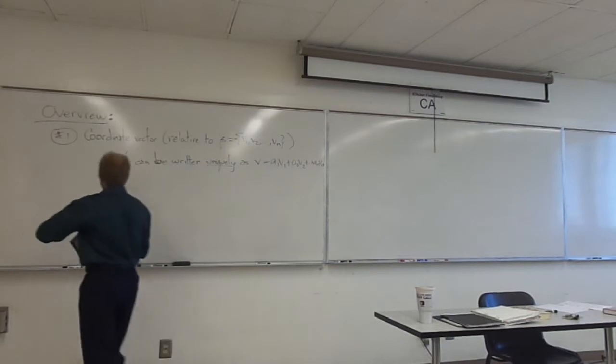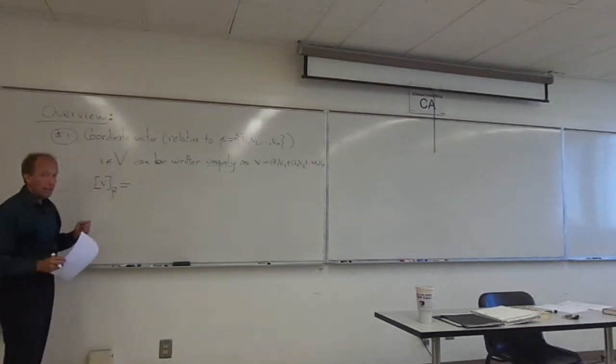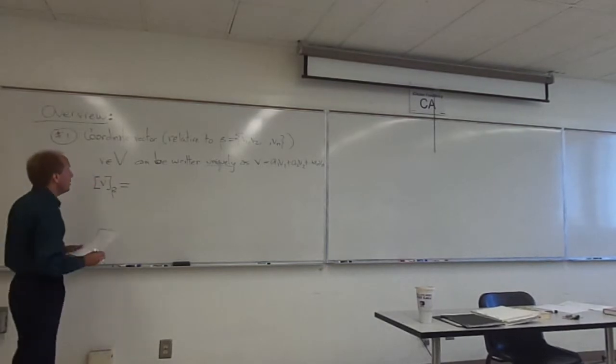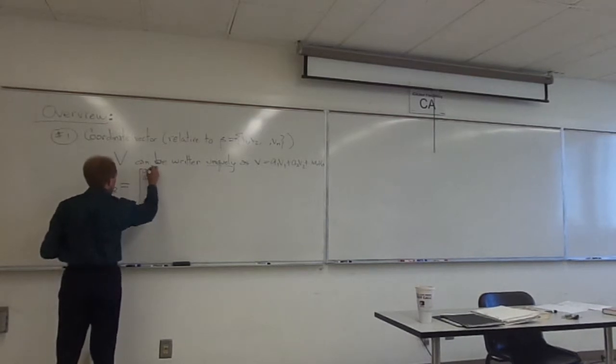So then the coordinate vector, if you remember, the coordinate vector of v relative to beta is literally just the column consisting of the scalars of those linear combinations. Okay?